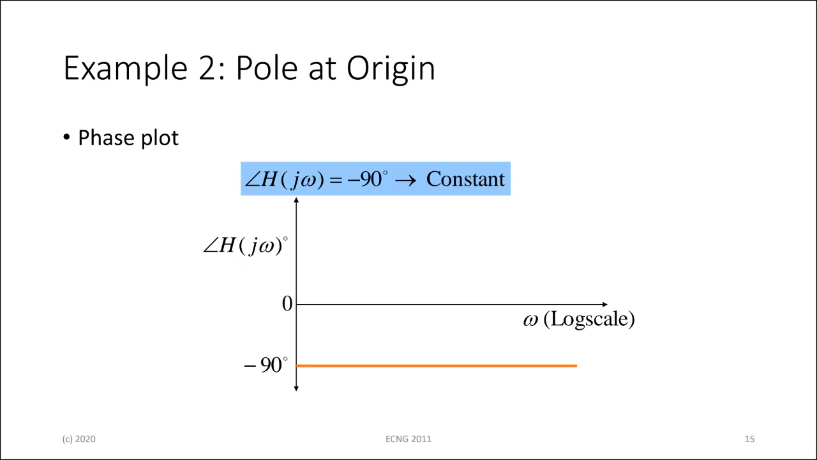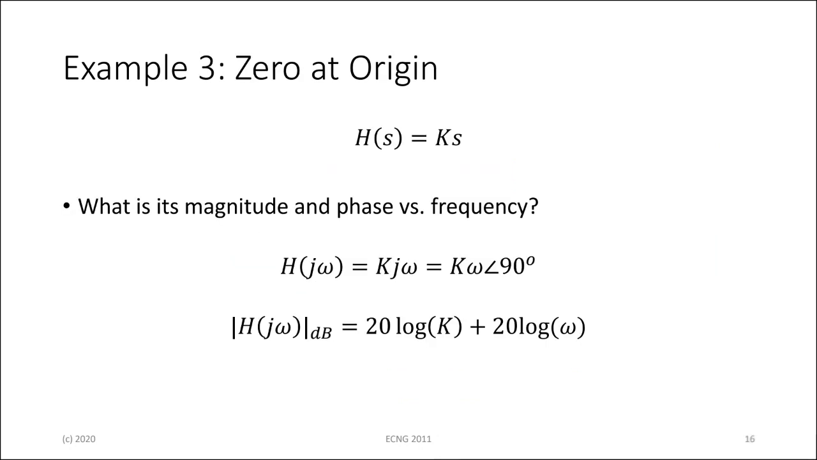Okay, so if you have that now, then obviously the opposite of a pole is a zero at the origin. So what is the magnitude and phase response of that? And of course, at any point in time, feel free to ask or query as well. The magnitude of H(j omega) will be k omega, and the angle is 90 degrees. And you plot that: 20 log k plus 20 log omega.